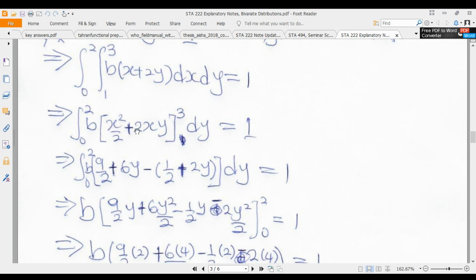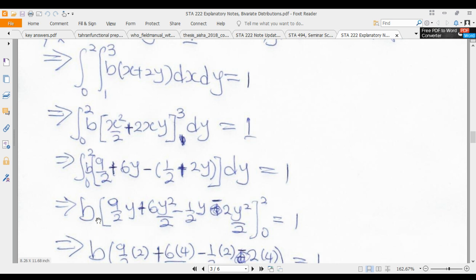Solving, integrating, we get to this. When you integrate, you have x squared over 2 for the first term, then 2xy for the second term, integrating with respect to x. Then you evaluate at x equals 3 and x equals 1. That will give us 9 over 2 plus 6y minus 1 over 2 plus 2y dy. We can now integrate again and evaluate at y equals 0 and y equals 2, making sure to equate it to 1.